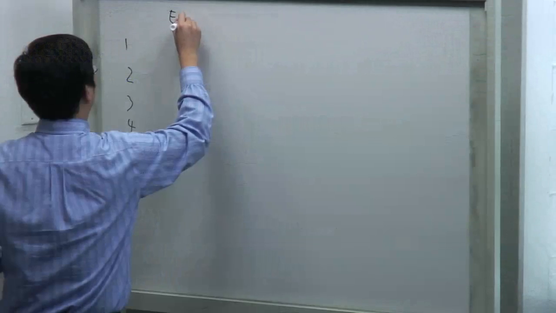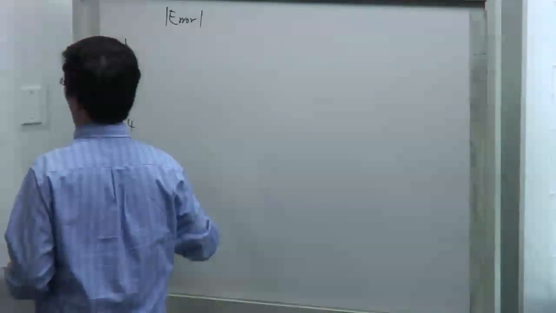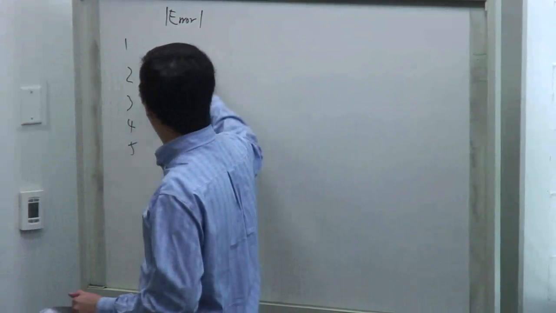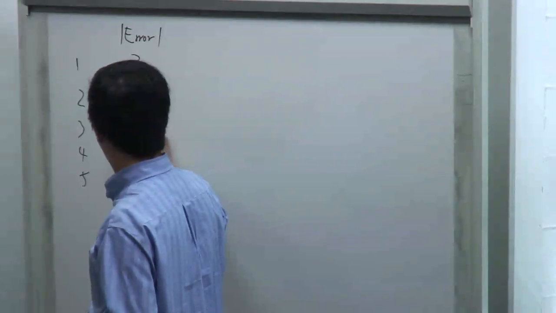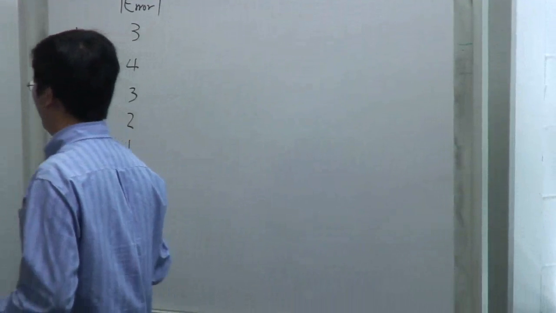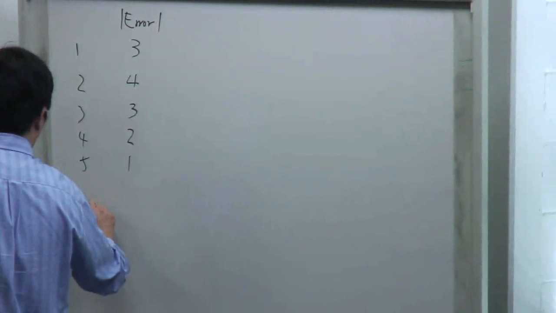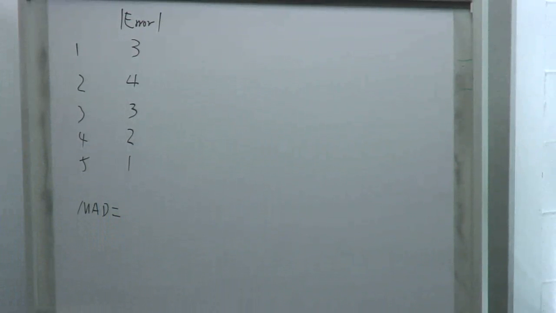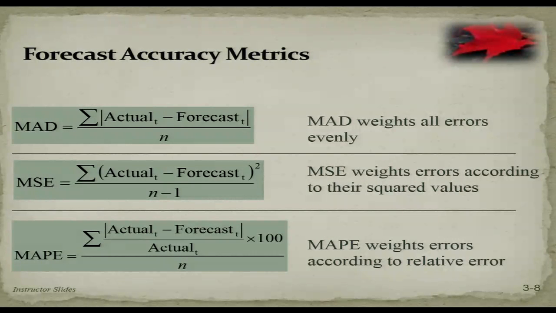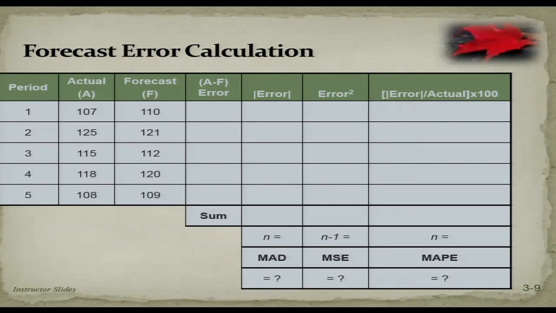So the second one is the absolute value of the error. So it's equal to 3, 4, 4, 3, 2, 1. Okay. Then we can calculate the MAD very easily because if you remember the formula from last page, it's exactly the same, which is simply the summation of the absolute value of error divided by n. Then what is n?